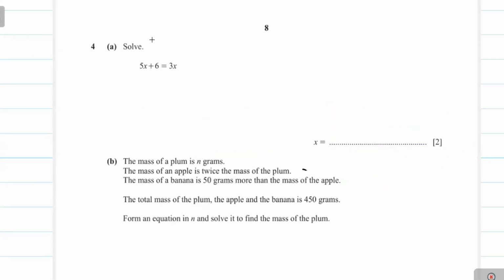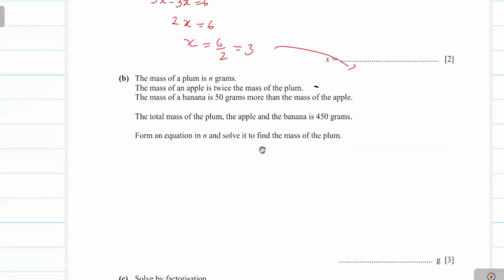Question number 4, part A, solve 5x plus 6 equal to 3x. Now we can write 5x minus 3x equal to 6. We shift the 3x from right to left side. Therefore, it becomes 2x equal to 6 and x equal to 6 over 2, and this will be equal to 3. This is the answer.